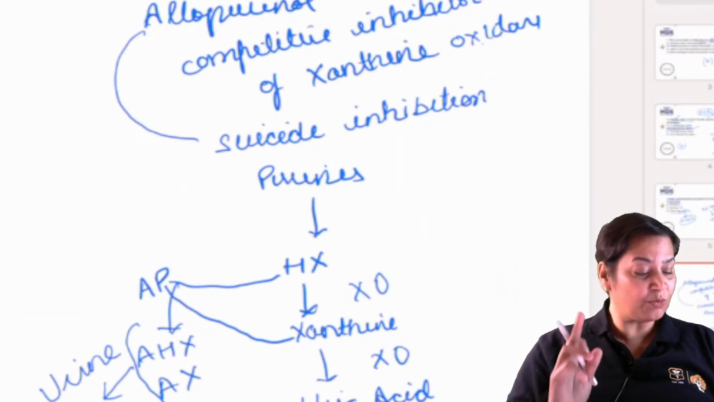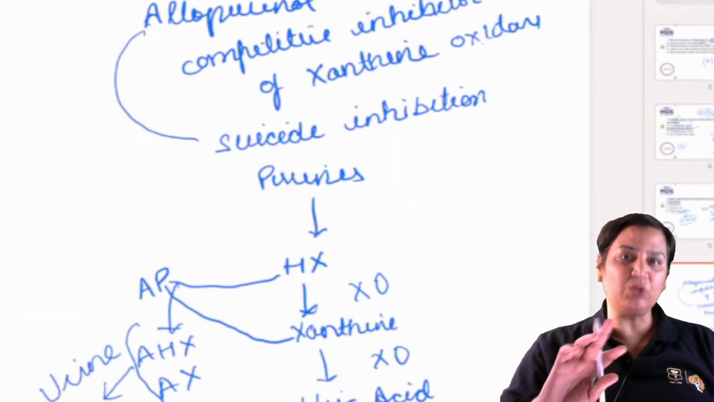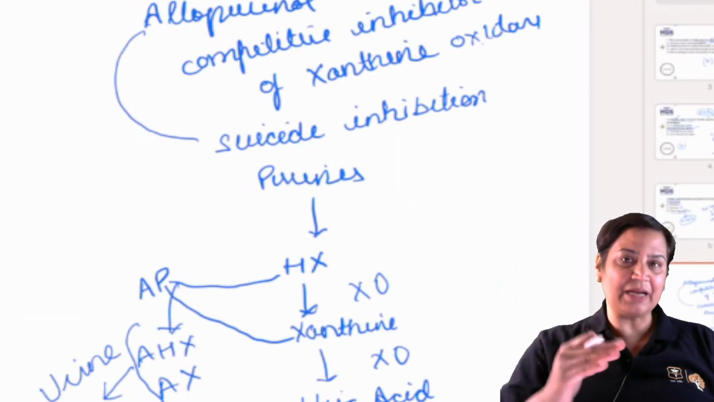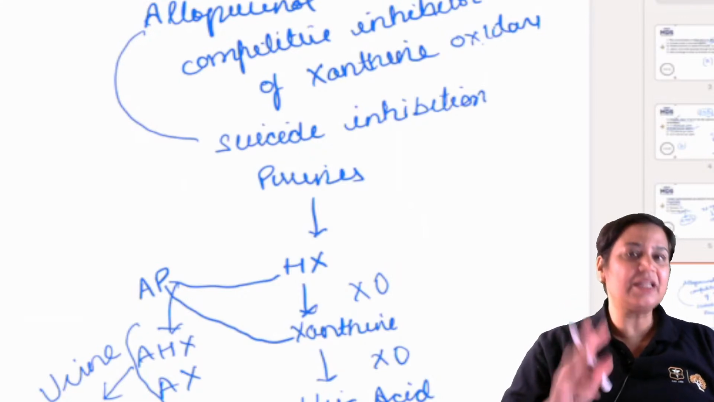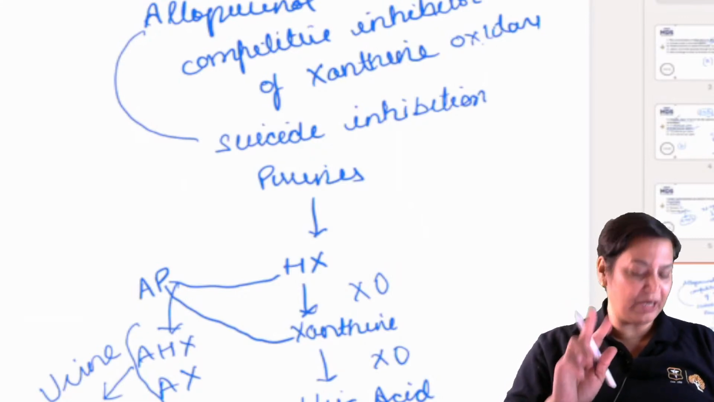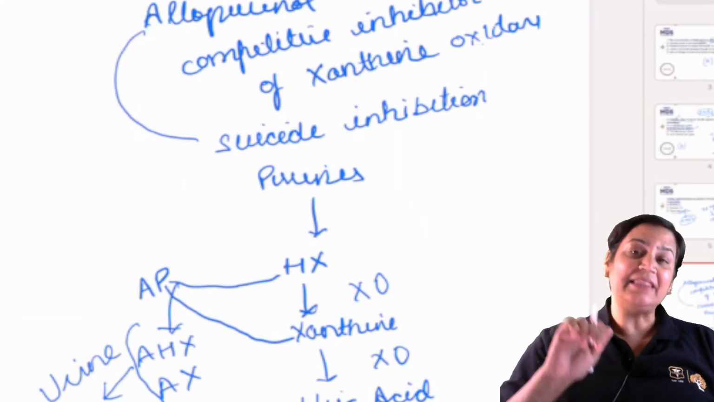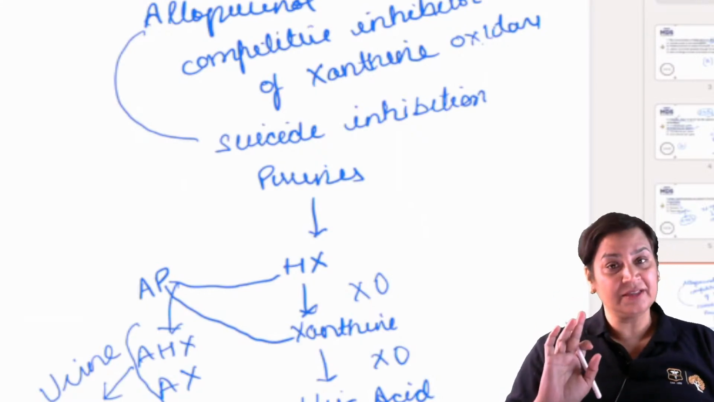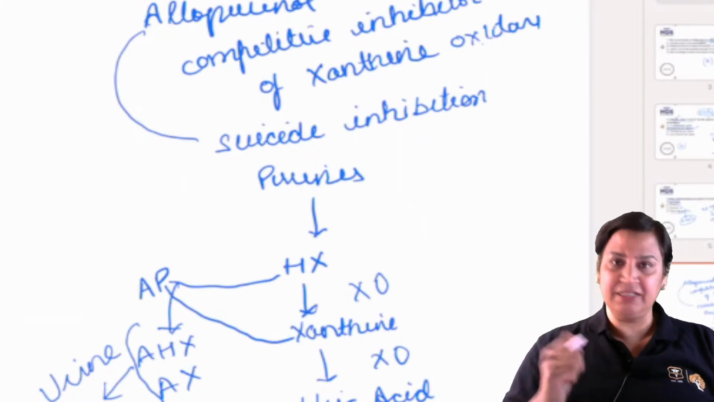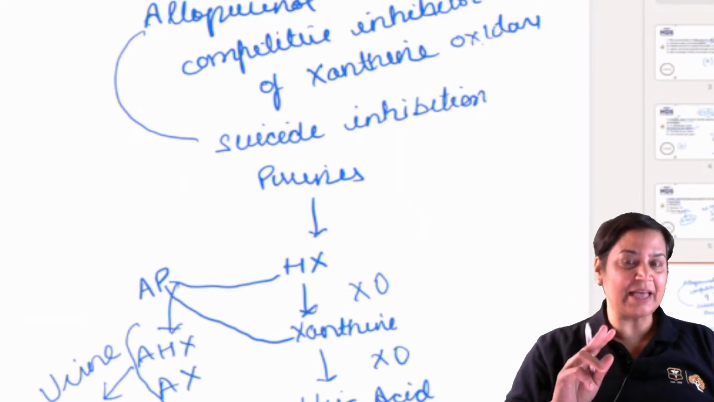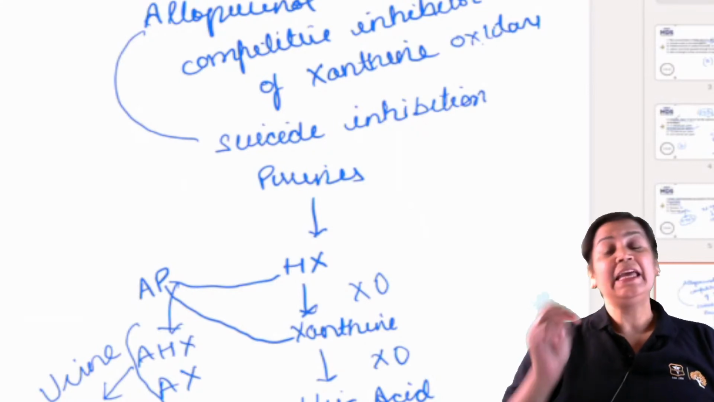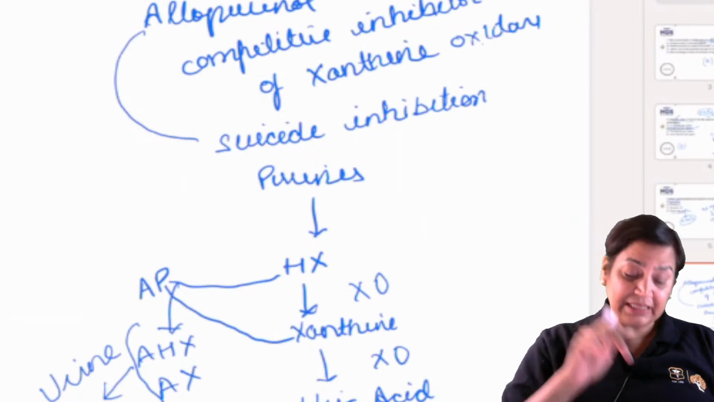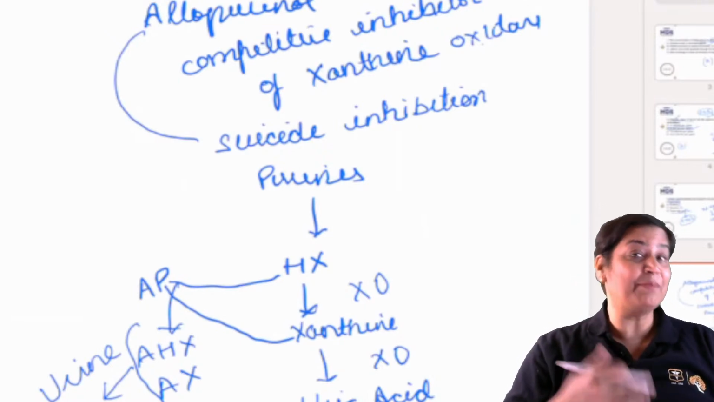Always remember, because most of the students get confused between two things. I have given you a separate answer. For suicide inhibition, there are only two examples in our body. One is this allopurinol and the second one is COX, cyclooxygenase. So these two are the examples of suicide inhibition. If we talk about competitive inhibition, yes, allopurinol is an example of that also.